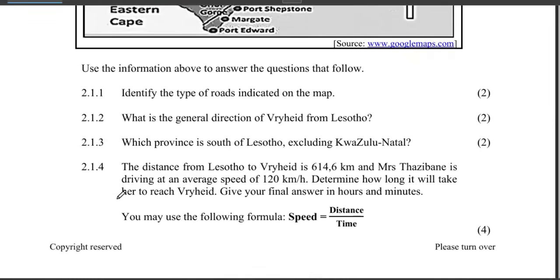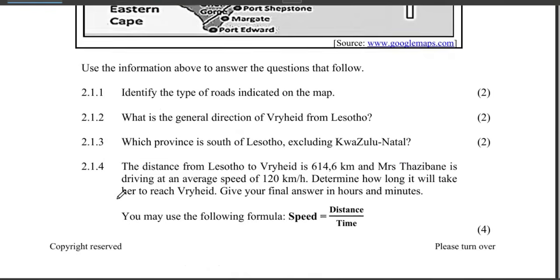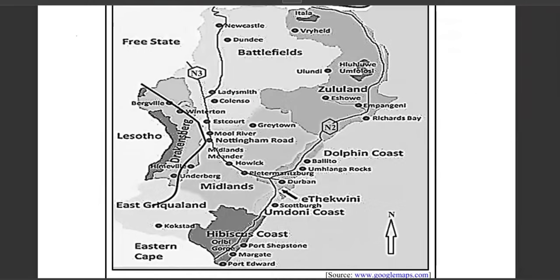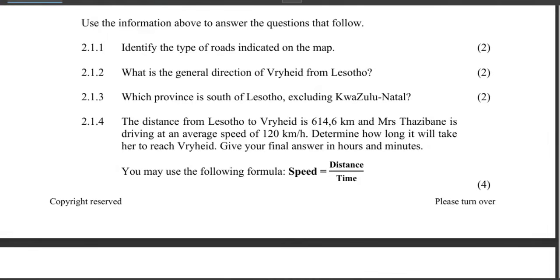Question 2.1. Identify the type of roads indicated on the map. When you look at the map here, the only roads that are indicated, we have N3, we have N2. So we shall call them national roads. National roads, N.